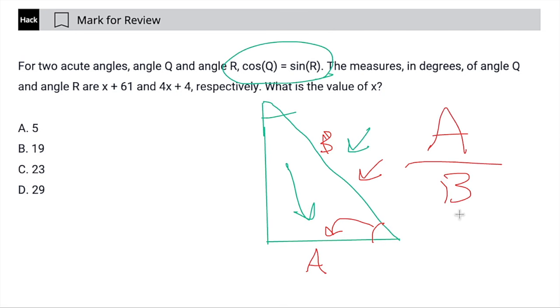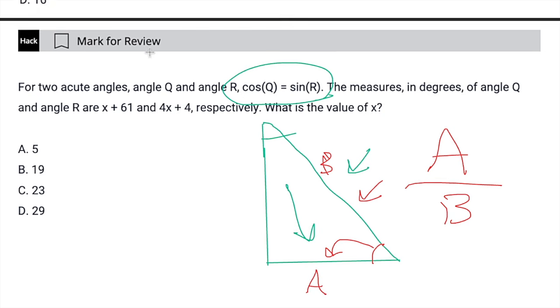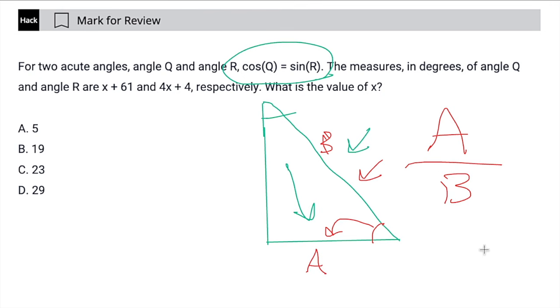Again, this one you really need to know SOHCAHTOA to understand what's going on. But this is a rule. This is something you should certainly have memorized. So basically when it tells us here that cosine of Q is equal to R, it's saying these guys could live in a right triangle together.